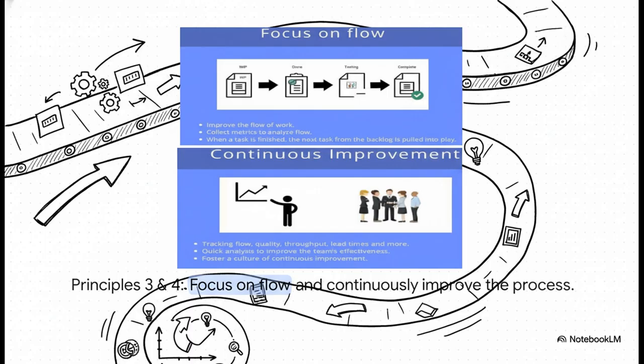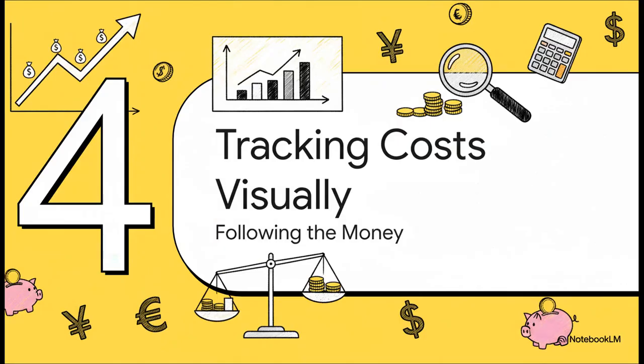You're constantly looking for bottlenecks and ways to fix them, which naturally brings us to the fourth principle, continuous improvement. The Kanban board is a living thing. The team is always looking at it, learning from it, and finding ways to make that flow even faster and more efficient.